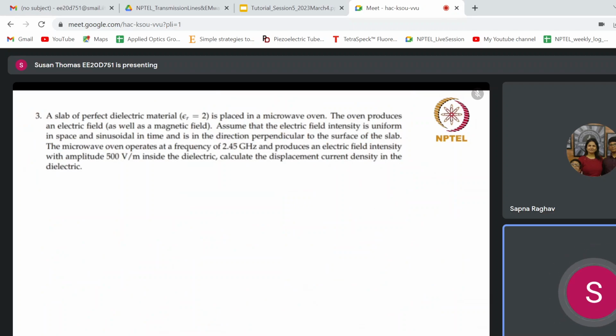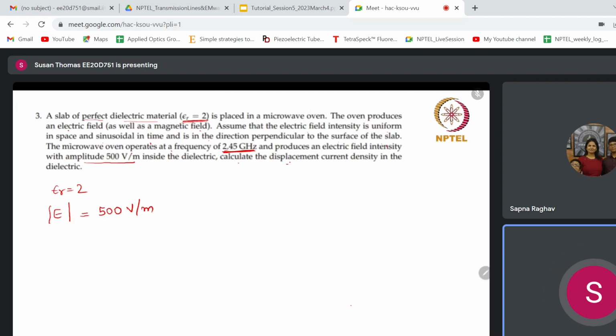Okay, now we'll move on to another question. This is a comparatively easy question to try. So let us see one by one. There is a slab of perfect dielectric material. So epsilon r is given to you, 2, and that is placed in a microwave oven. And the oven produces an electric field as well as a magnetic field. Assume that the electric field intensity is uniform in space and sinusoidal in time, and it is in the direction perpendicular to the surface of the slab. Microwave oven operates at a frequency of 2.45 GHz and produces an electric field intensity with amplitude 500 volt per meter inside the dielectric.